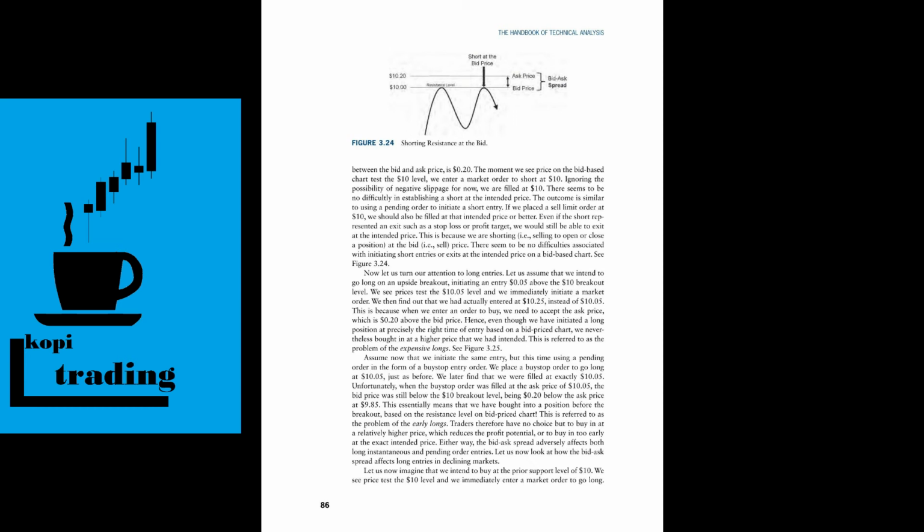See figure 3.25. Assume now that we initiate the same entry, but this time using a pending order in the form of a buy stop entry order. We place a buy stop order to go long at $10.05, just as before. We later find that we were filled at exactly $10.05. Unfortunately, when the buy stop order was filled at the ask price of $10.05, the bid price was still below the $10 breakout level, being 20 cents below the ask price at $9.85. This essentially means that we have bought into a position before the breakout based on the resistance level on the bid price chart. This is referred to as the problem of the early longs.